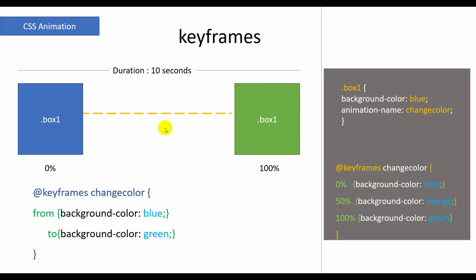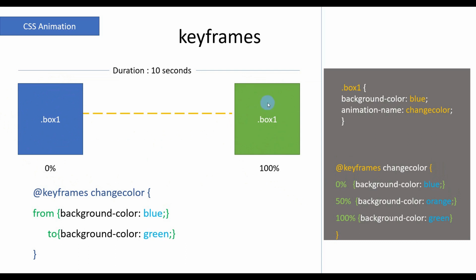But importantly over here we have two time points. One is the 0%, that is the beginning of the animation. So at 0%, what should be the state? State means like what should be the property and what should be its value. Okay, and then we have 100%, that is at the end of the animation, what should be the state? So at the start of the animation, the state is that the background color is set to blue. And at the end, the state is that the background color is set to green.